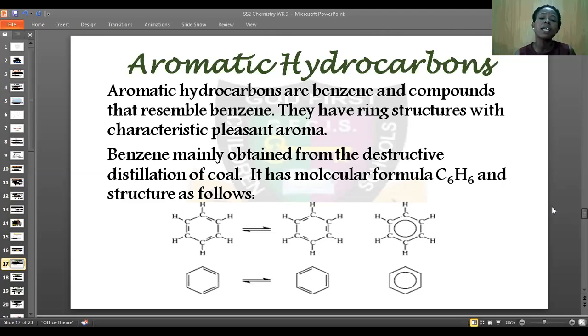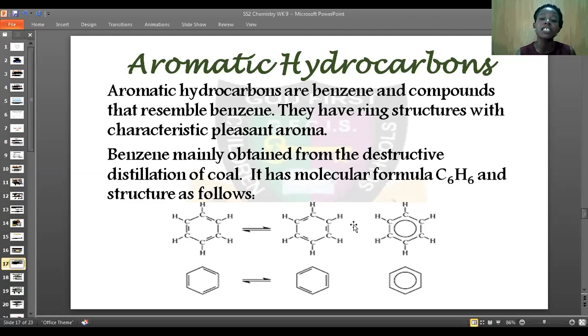Now, one thing about benzene you should know is that in most structures that you see, it has alternating bonds. This structure is equivalent to this one. In this case, you have the double bonds here, here, and here. It can also be represented with the double bonds now here, here, and here.